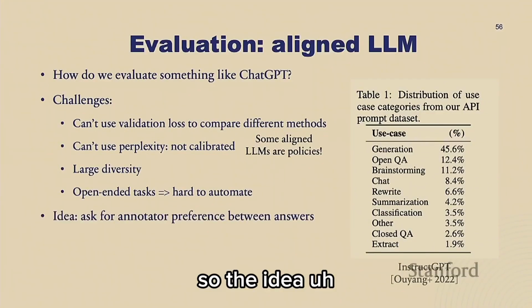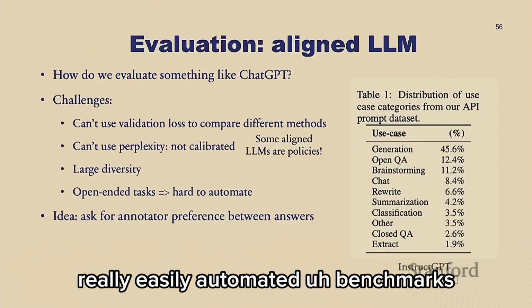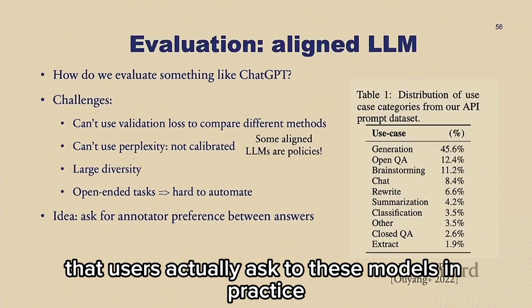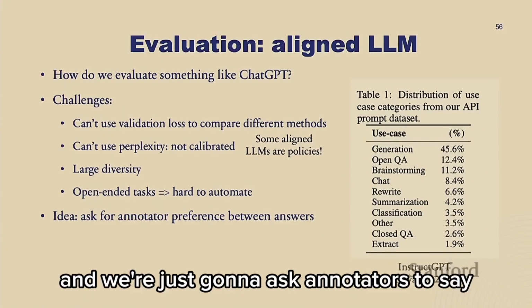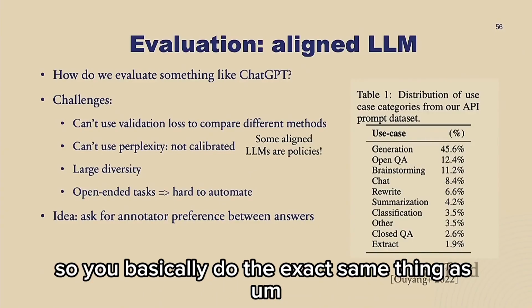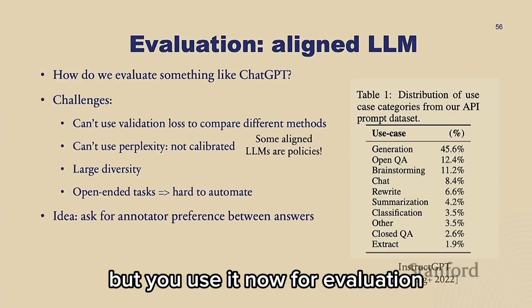So the idea is that instead of trying to come up with really easily automated benchmarks, we're just going to ask questions that users actually ask these models in practice. And we're just going to ask annotators to say, between these two models, which one is better? Like, what's the better output? So basically, you do the exact same thing as the data from RLHF, but you use it now for evaluation.